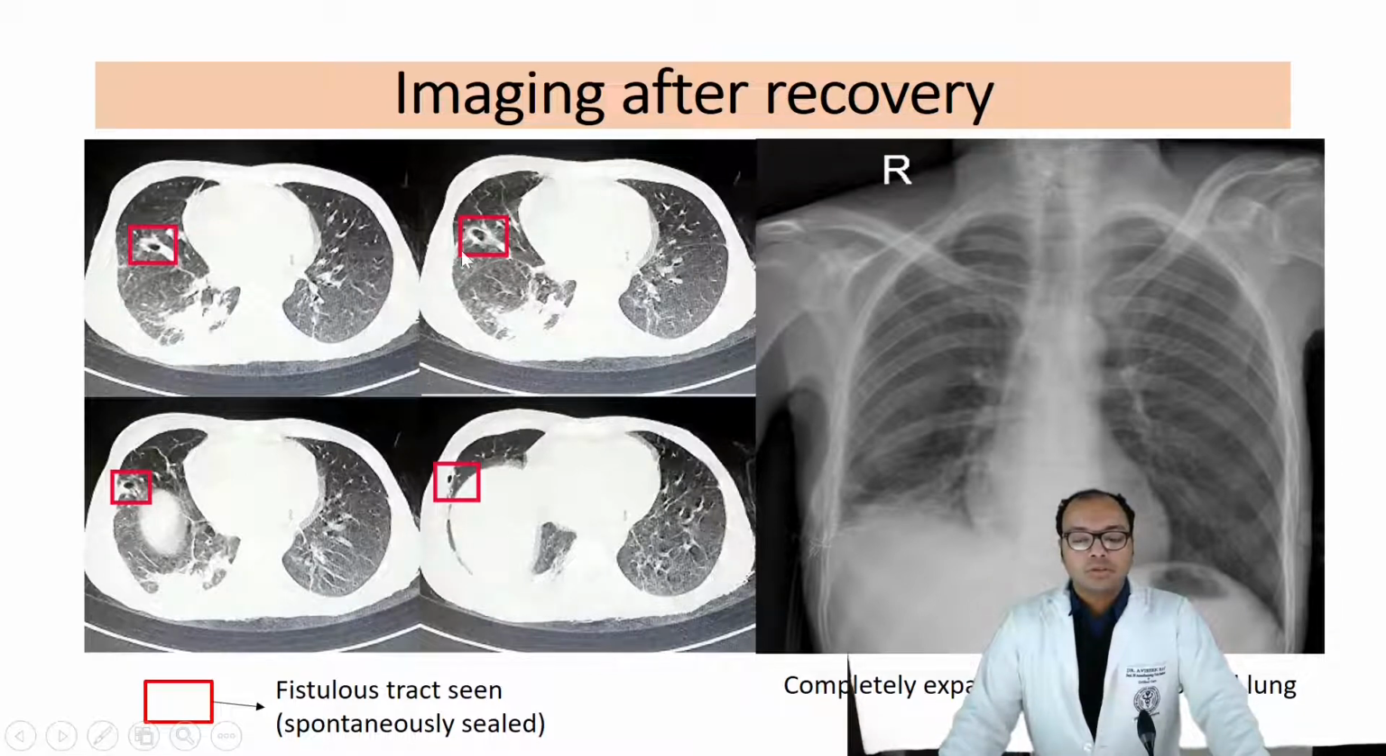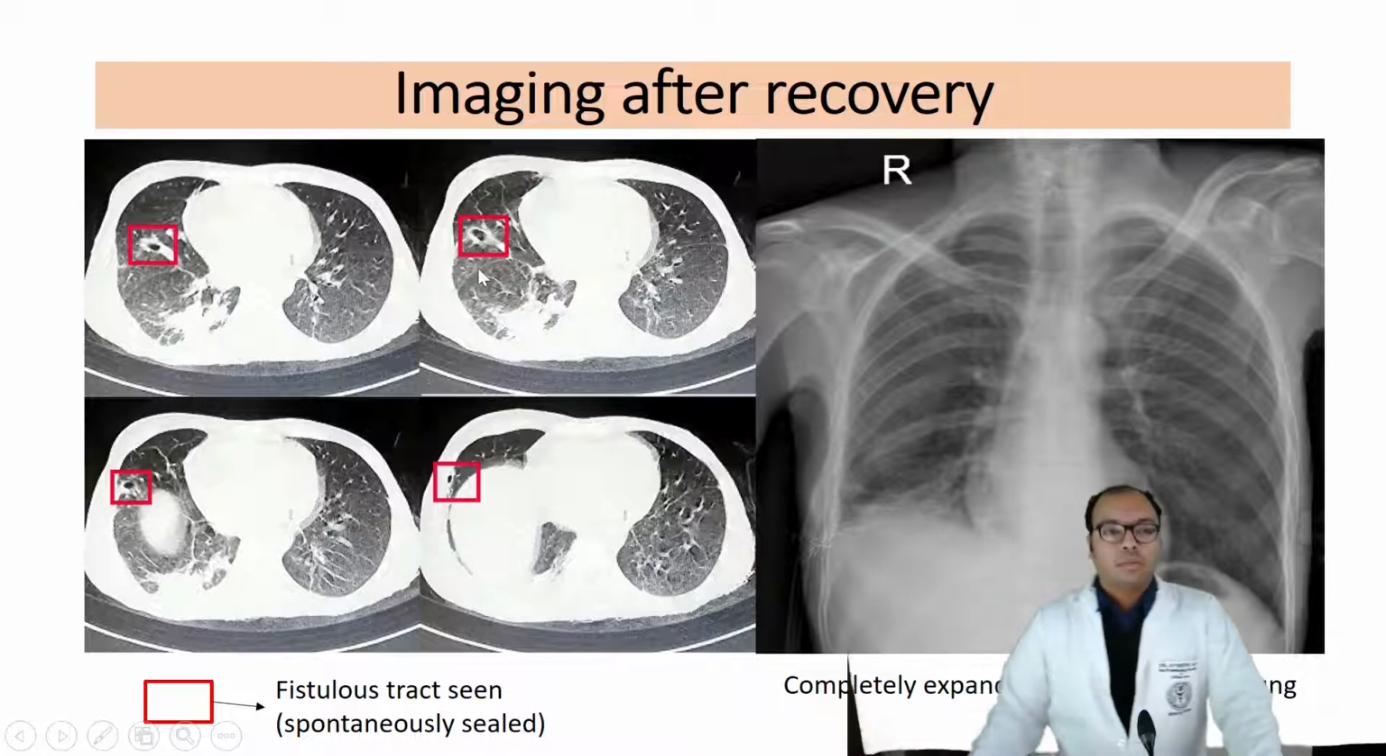As we go down, this one is almost getting connected to the pleural cavity. So this was the source. We had decided probably this was the source of the major air leak.